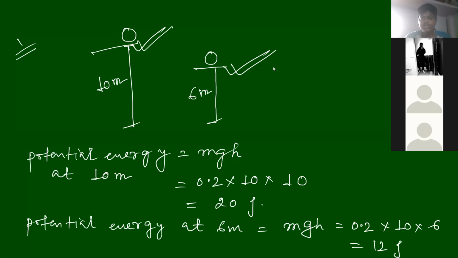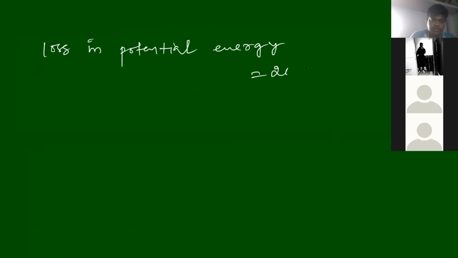after that, we are just going to find out the difference of the potential energy at 10 meter and 6 meter. At 10 meter, the potential energy is 20 joule. At 6 meter, the potential energy is 12 joule. The more the height, the more the potential energy. So, in the next slide, the loss in potential energy is 20 joule minus 12 joule, and it is 8 joule, which is the correct answer of the first question.